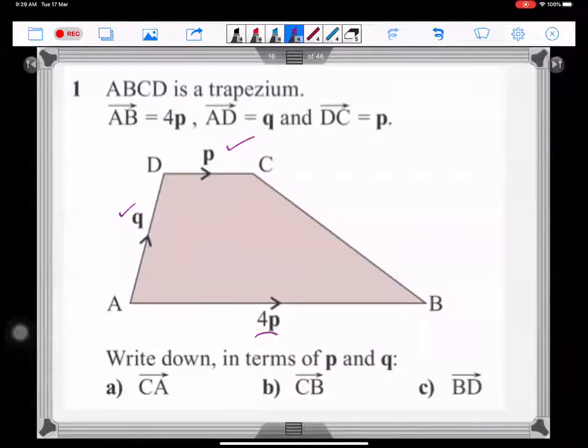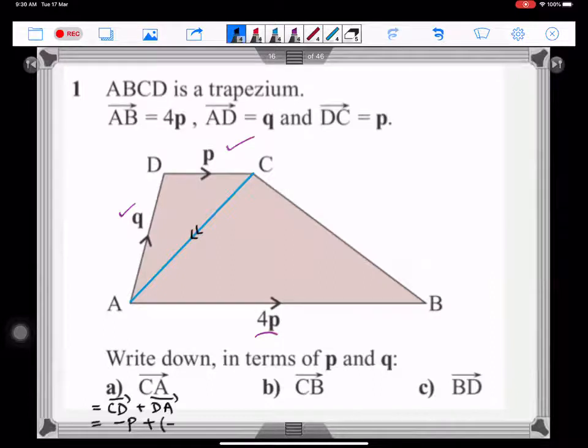So CA, that is this line. What is CA? CD plus DA. What is CD? Minus P. What is DA? Minus Q. So this is minus P minus Q, that is CA.